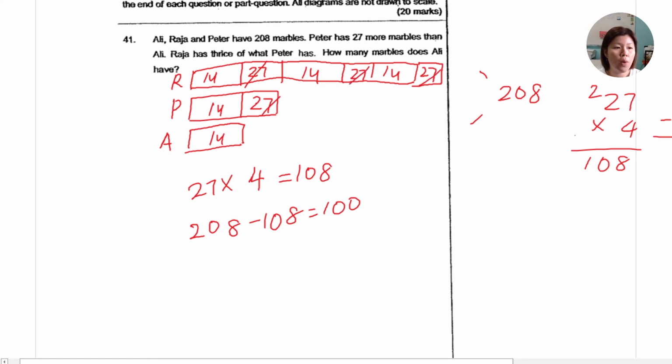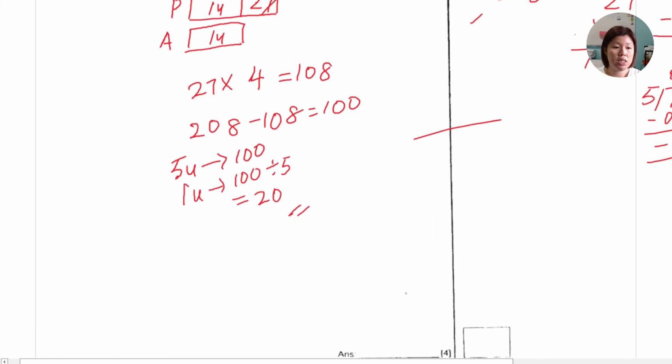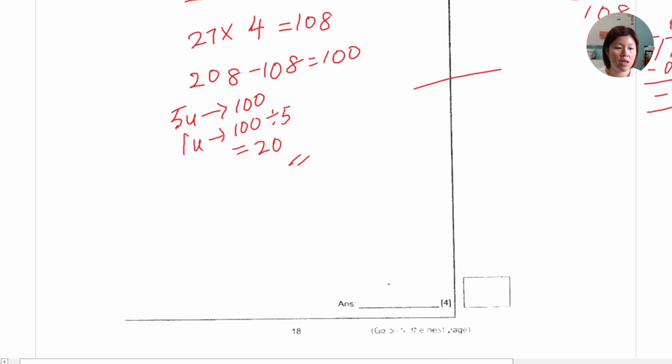So once we finish, we can just write first. So 100 is actually for 1, 2, 3, 4, 5 units. So 5 units is equal to 100. 1 unit is equal to 100 divided by 5. So let's divide. 10 minus 10, 0. So 1 unit is actually 20. So Ali is 1 unit. So Ali is 20. So we can put down the answer as 20. Okay, then we can move on to the next question.